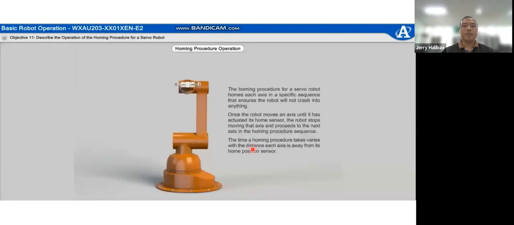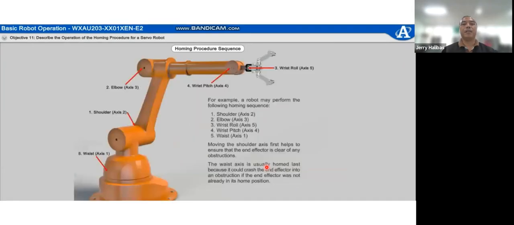Okay? Let's proceed. The homing procedure for a servo robot homes each axis in a specific sequence that ensures the robot will not crash into anything. Once the robot moves an axis until it has activated its home sensor, the robot stops moving that axis and proceeds to the next axis in the homing procedure sequence. The time a homing procedure takes varies with the distance each axis is away from its home position sensor. So every axis has a home sensor.